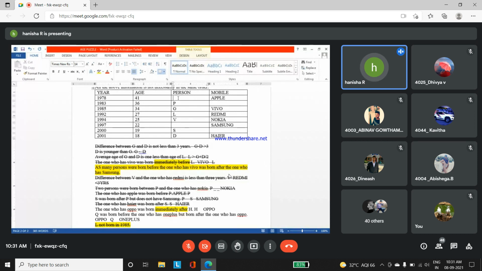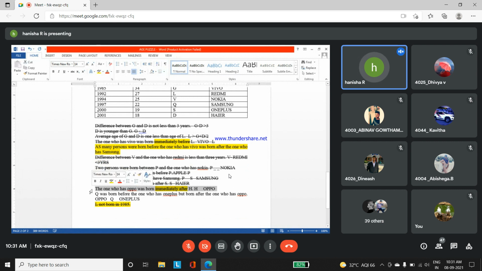Always remember in a puzzle question, all the rules have to be followed. You should not leave out any of the rules. So for that case, I'm going to mark H and Oppo here. The remaining place will be filled by 1 plus here. And between 1 plus and Oppo, you have Q. It is not exactly between, but still between Oppo and 1 plus, you have Q. The clue is satisfied. So the tabulation is completed. The answer for this question is completed.